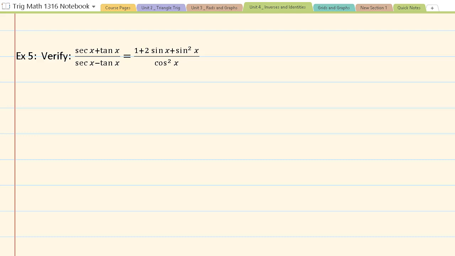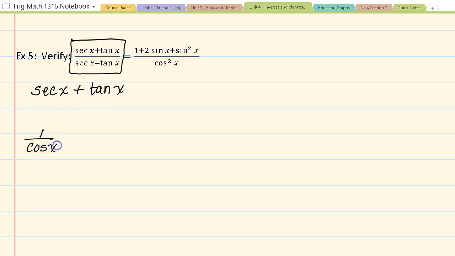For this one, we need to pick an ugly side and see which one we think is uglier. Now, I like to pick the left side to be ugly, only because I know that one of the first things I can do is rewrite those in terms of sine and cosine. So, for example, if we have secant of x plus tangent of x, I know I can rewrite that as 1 over cosine of x plus sine of x over cosine of x.